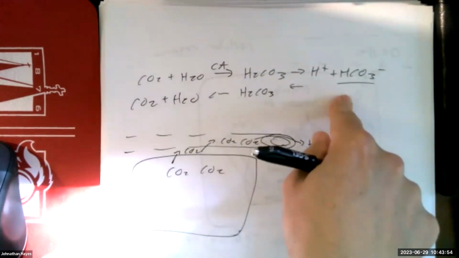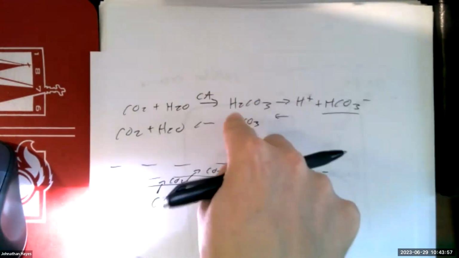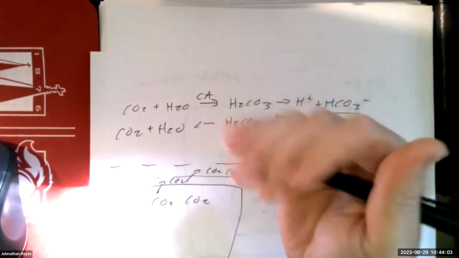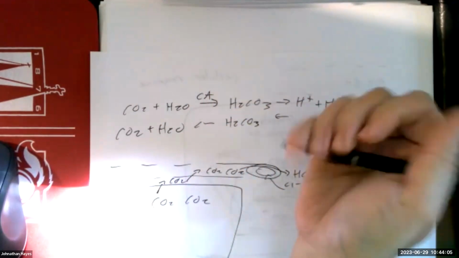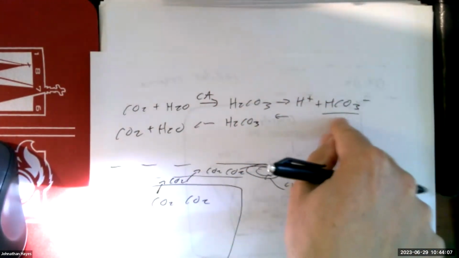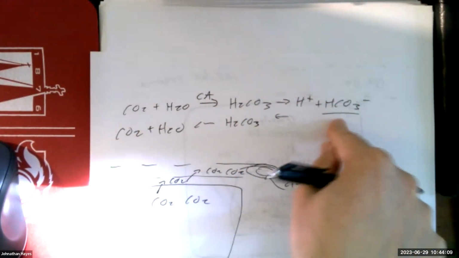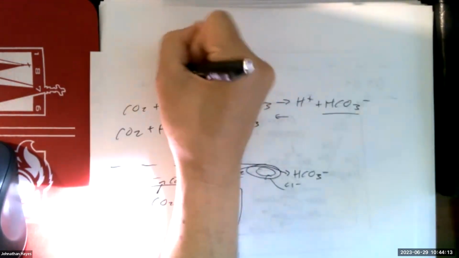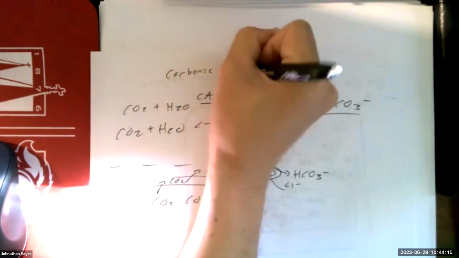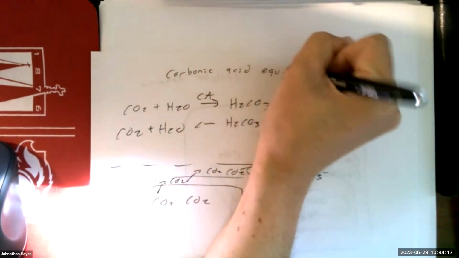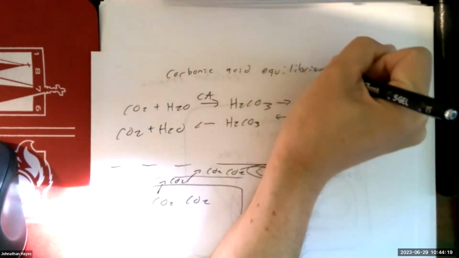But this reaction itself is an important reaction because it's one of our buffering reactions. The body always pushes toward acid. The more the body does, the more acidic it becomes. So we need ways that we can buffer our solutions, and bicarbonate ends up being a very good buffering molecule. So this is called the carbonic acid equilibrium equation.